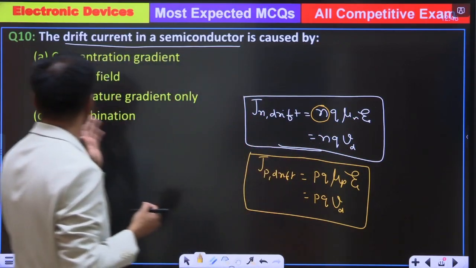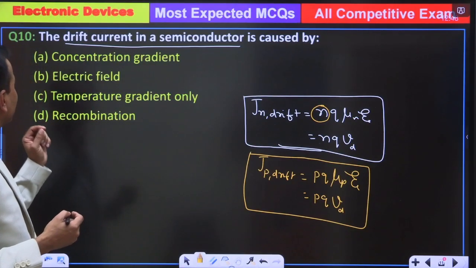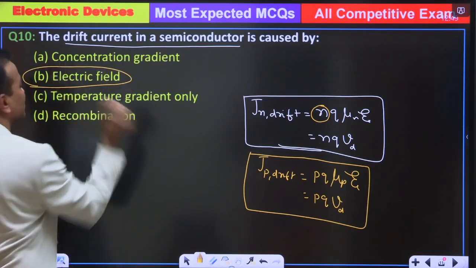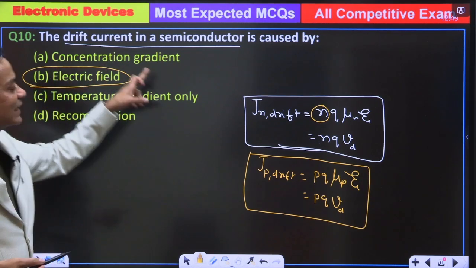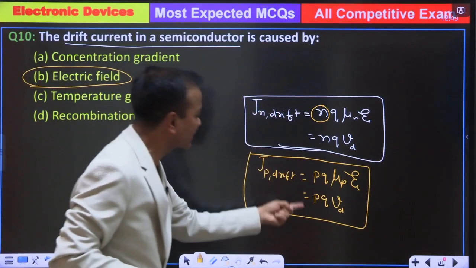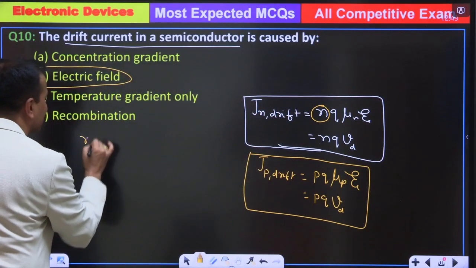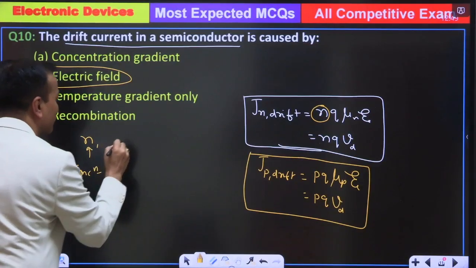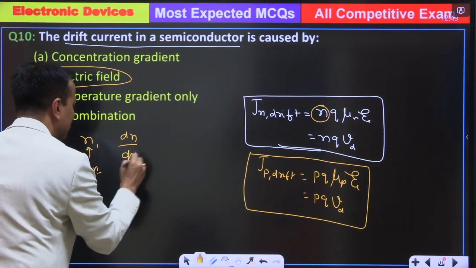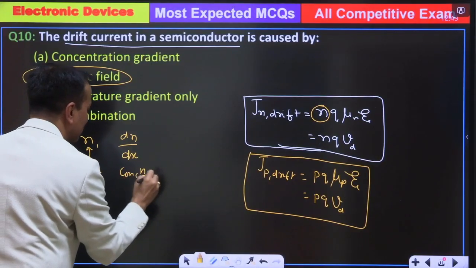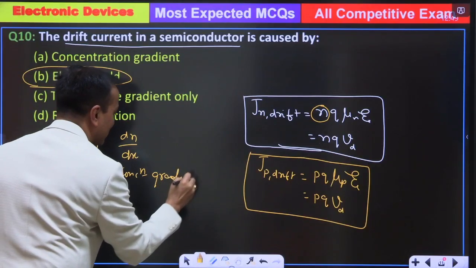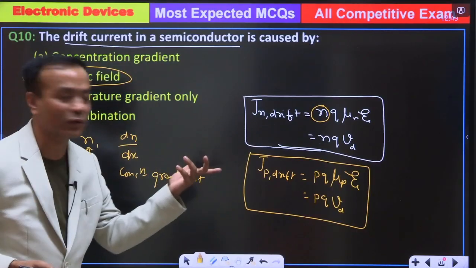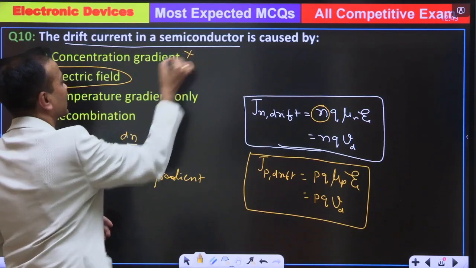If you observe in the options, what it is giving is that it depends upon the electric field. As per the option, it is electric field. Concentration gradient is different. Here these are the concentration. So concentration and concentration gradient are different. This N is called concentration. If we write dN by dx, then this is called concentration gradient. So in our expression for drift current density, nowhere is it dN by dx or dP by dx. So this is not the correct answer here.